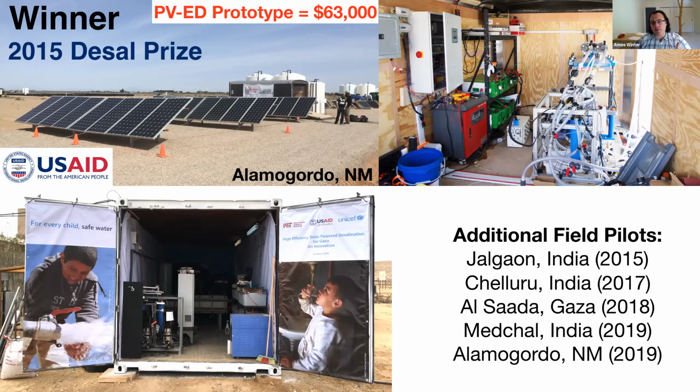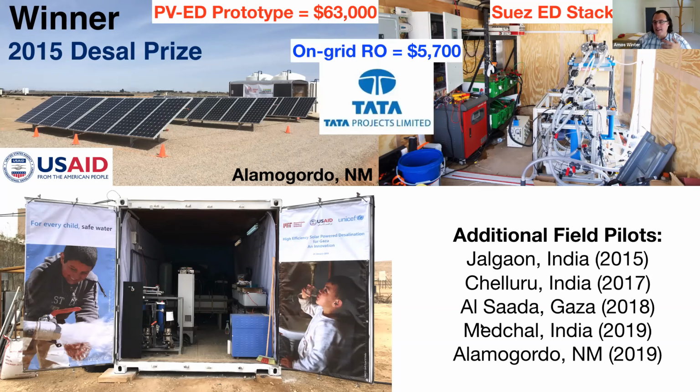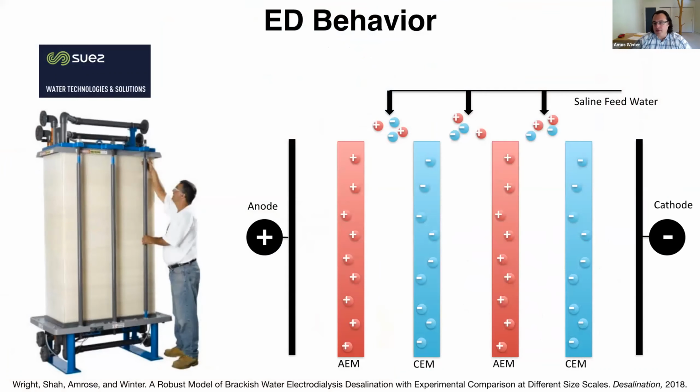So to put this in reference, our first system was about 60 grand. The stack was about $40,000. And to put that in comparison, a small scale RO system at the same production volume would be about $5,700. So somehow we had to close this price gap through innovation. So we did that by going into the fundamentals of how ED works and how we can manipulate it.